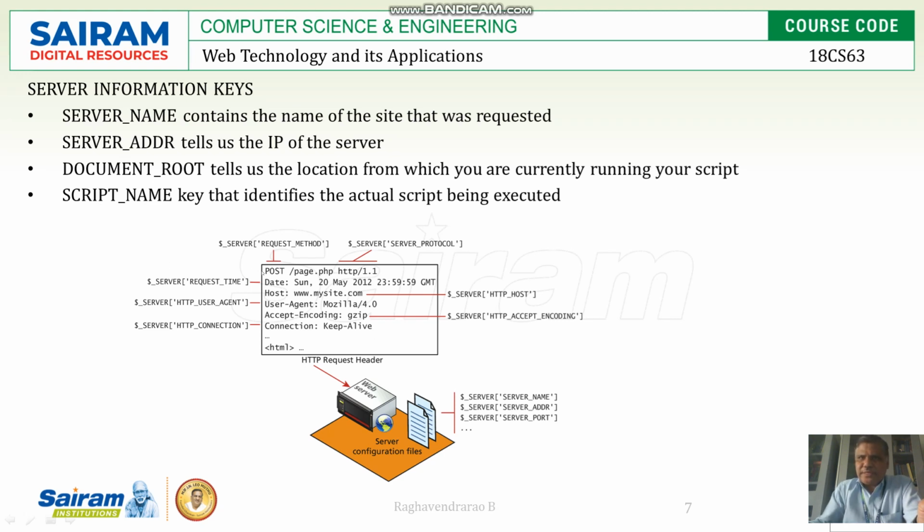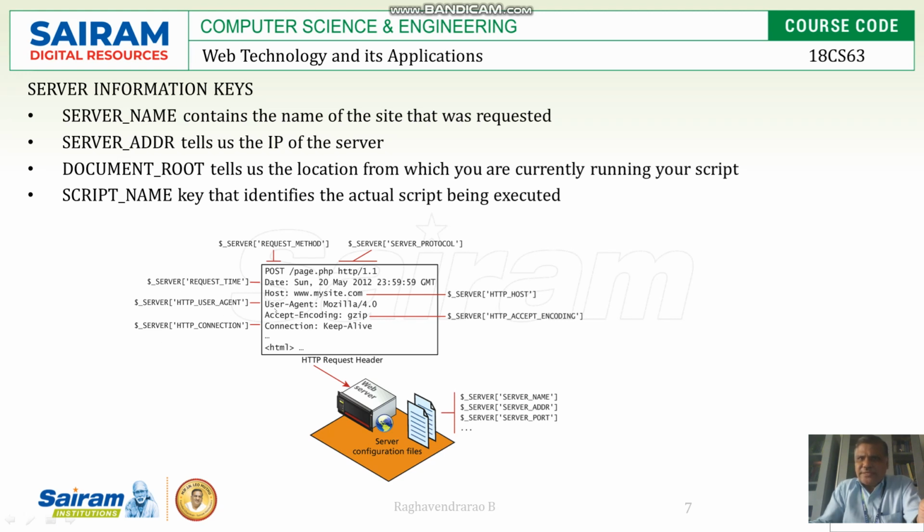The post method that is being used, the request method is going to be post. Then server protocol, which protocol is being used here. So this is the outcome of this. There is an HTTP request header. So here it is the request time, at what time it is being made. Complete time means the date and time is going to be displayed here.